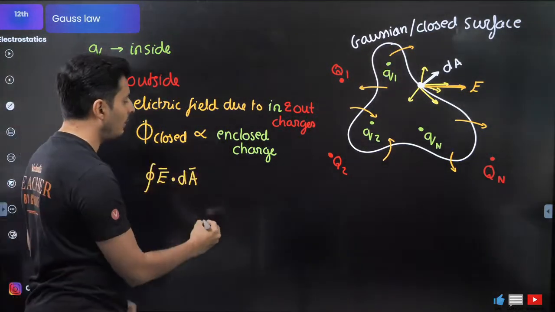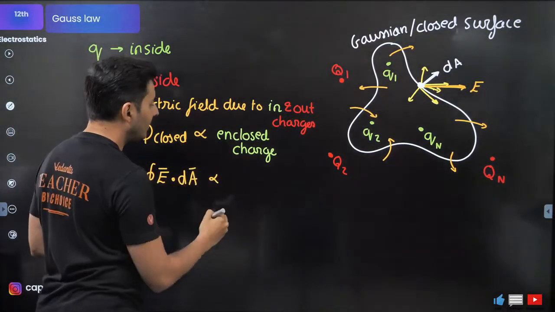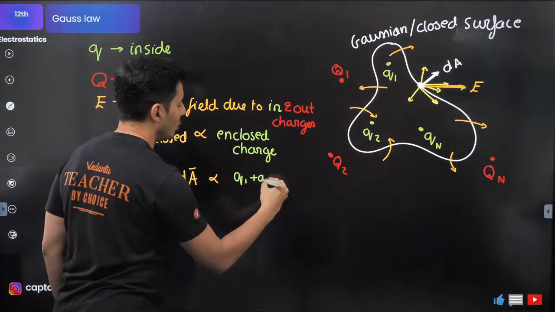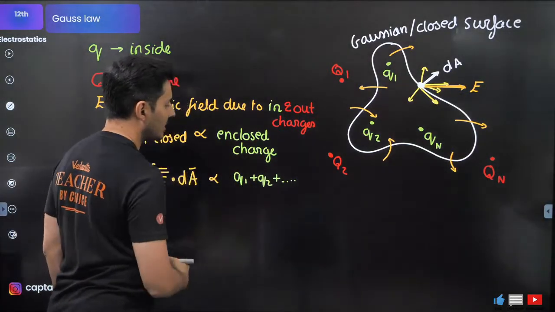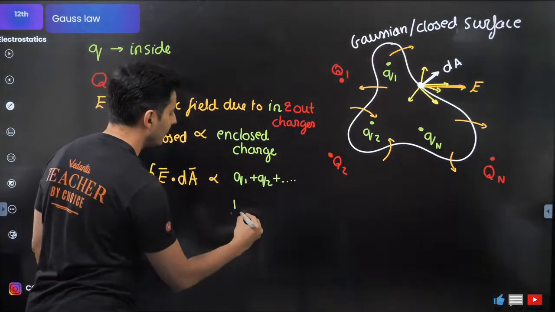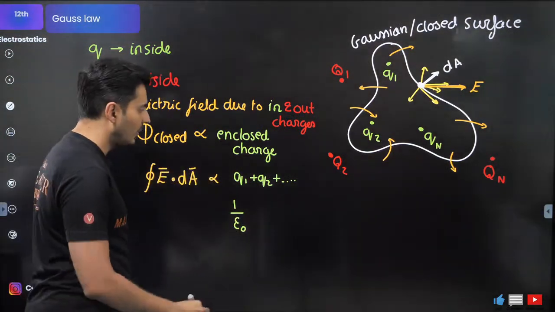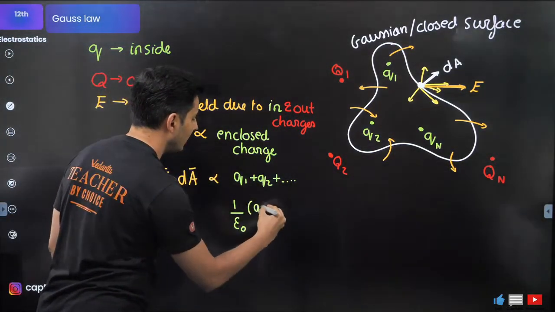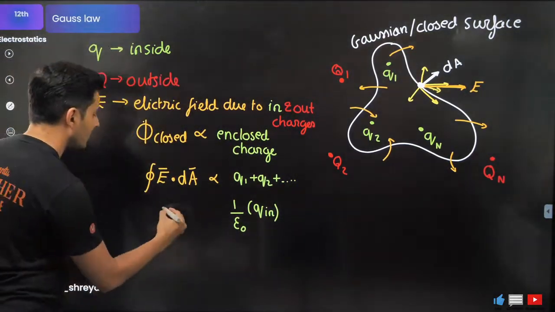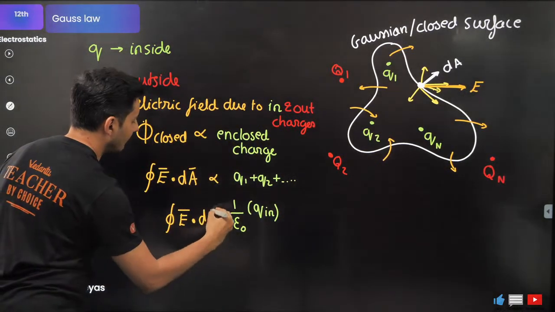And this proportionality constant, I'll keep it as it is. Enclosed charge will be nothing but your Q1 plus Q2 plus whatever charges are there inside. Now this proportionality constant, I can convert it into an equality. So it will be 1 by epsilon naught. That is the constant of proportionality. And this is nothing but the charges which are basically inside. And this is your total flux, electric field dot area vector.